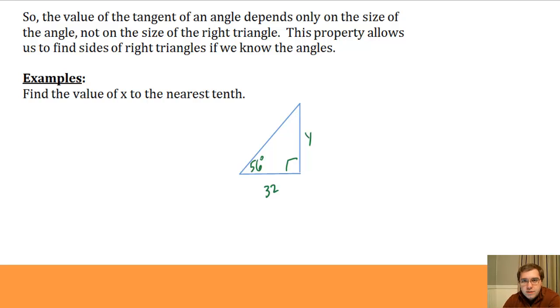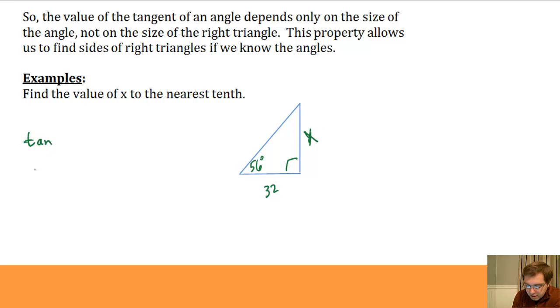The fact that it will always be the same, if I have a 30-degree angle, its tangent is always going to be the exact same value, no matter which right triangle that 30-degree angle is in. The fact that that is always the same means that we can find sides of right triangles if we have the angles. For example, let's find the value of x to the nearest tenth. Tenth is 1 decimal point.